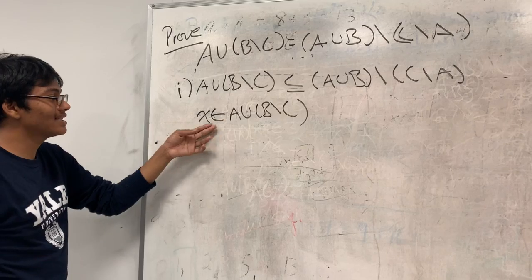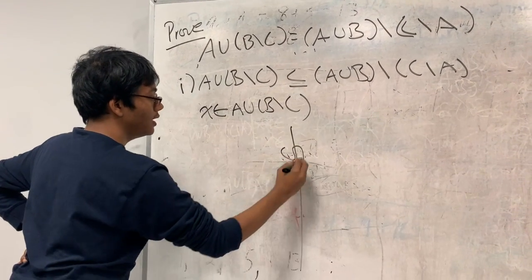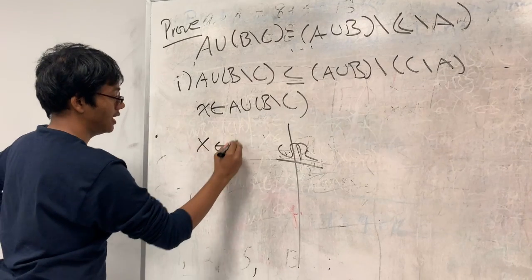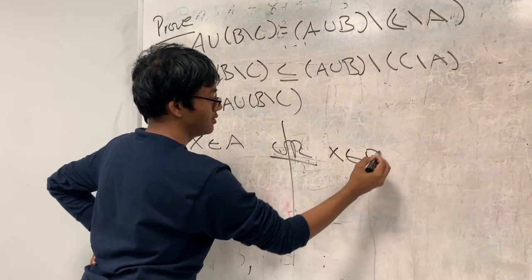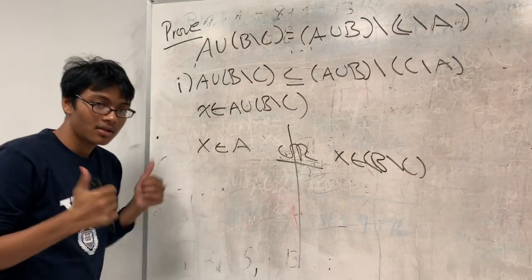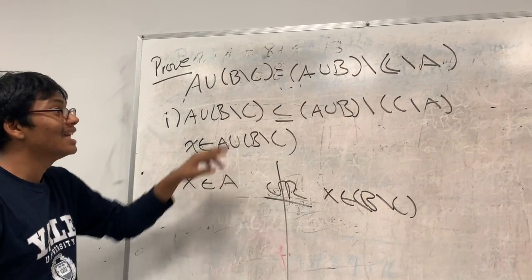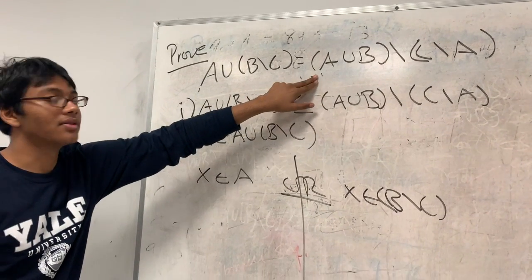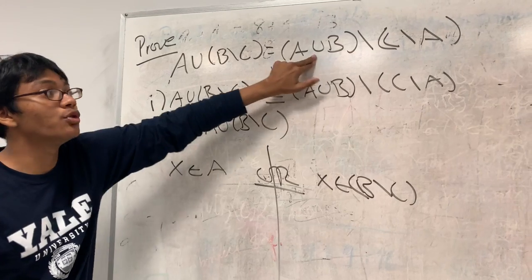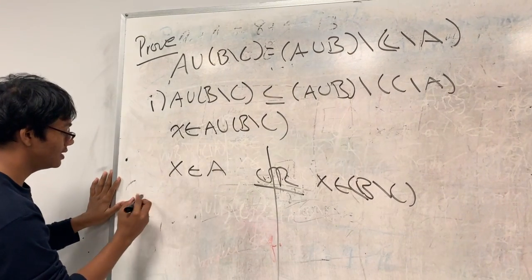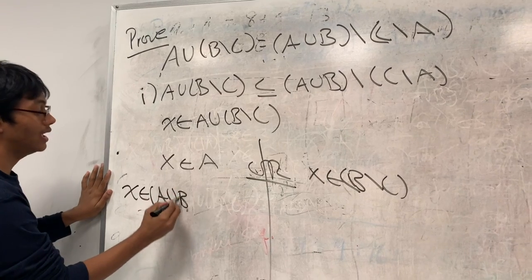Alright, so if x is an element of A union B difference C, we know that union means or, right? So that means x is either an element of A, or the other case is x is an element of B difference C. Good. So we know that x is an element of A, right? If x is an element of A, it has to be an element of the right-hand side. Why? Because you can see we're including A right here, A union B.